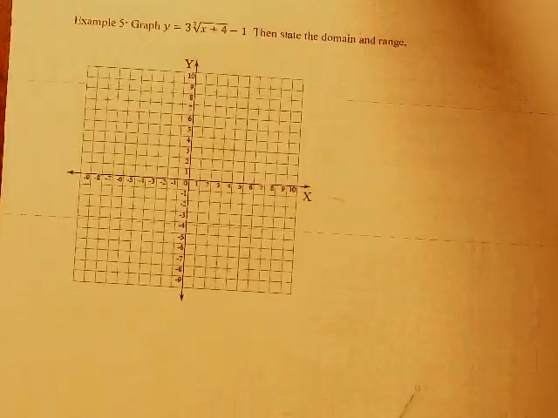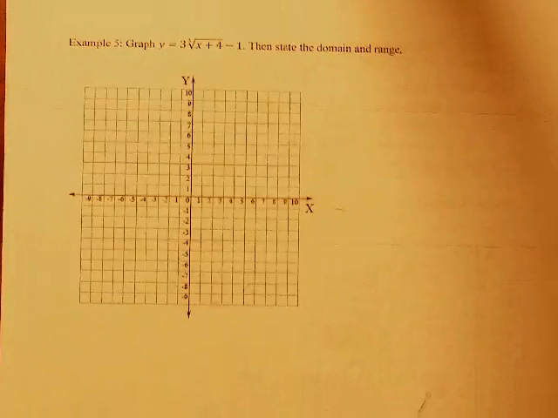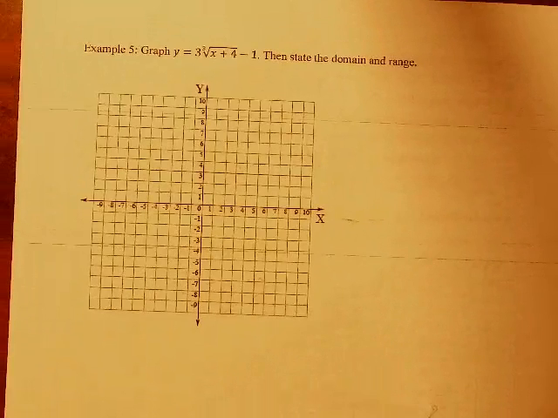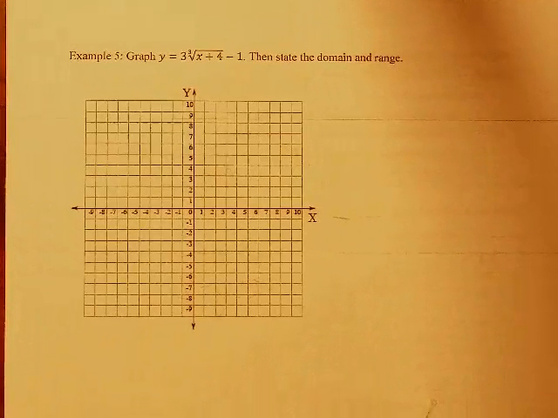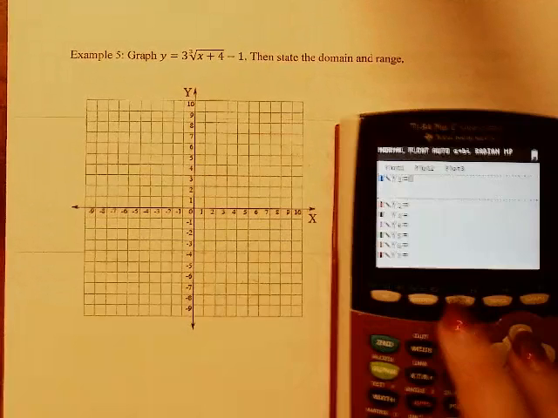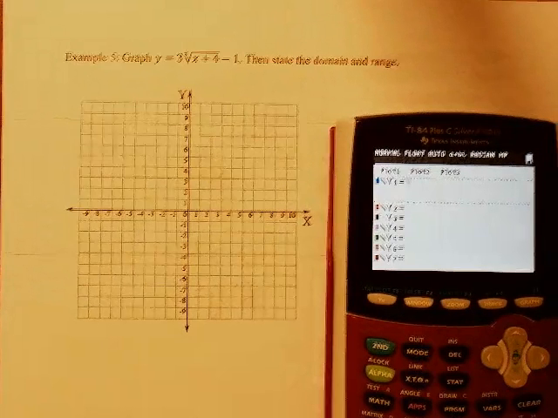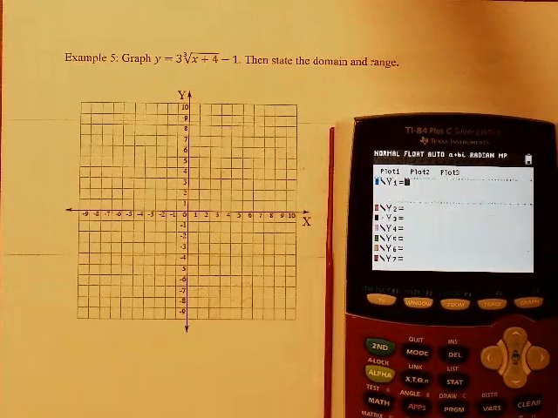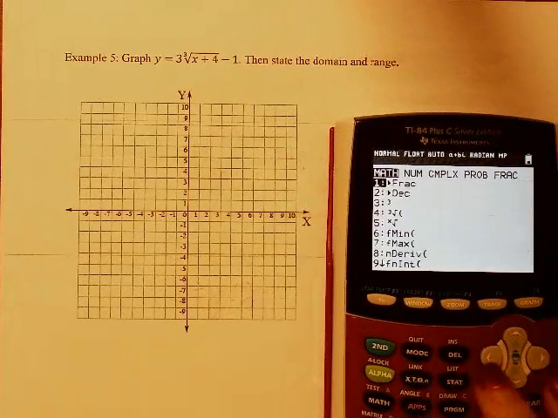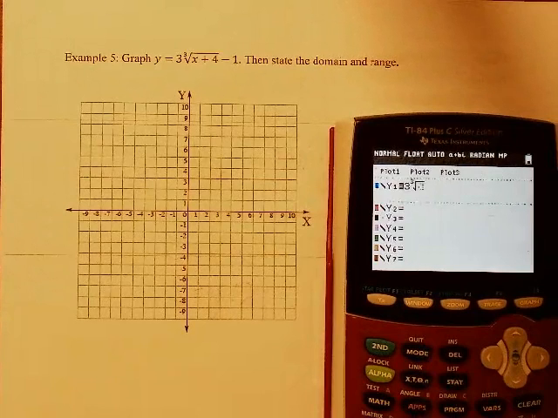And last example, example 5. Now, because I allow you to have calculators on the test, you can use a shortcut instead of using all 5 steps and just graph it on your calculator. So 3, and then the cubed root, we hit math. We go down to the cubed root of x plus 4 minus 1.